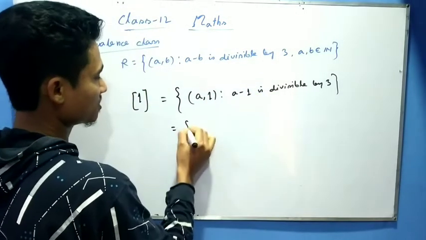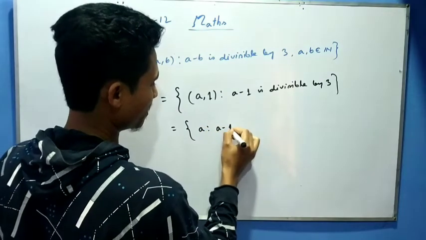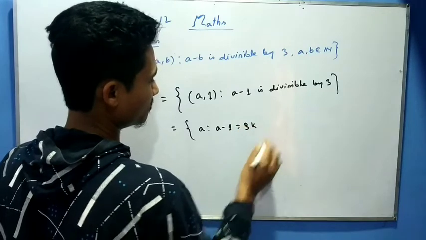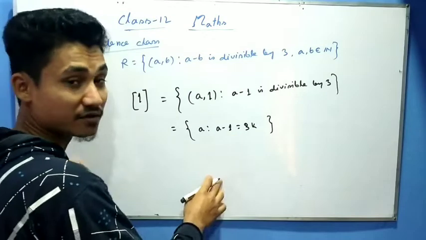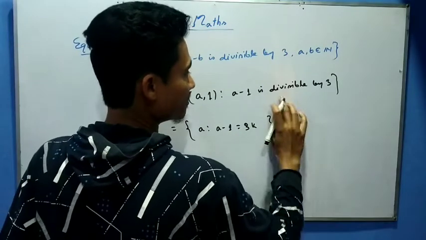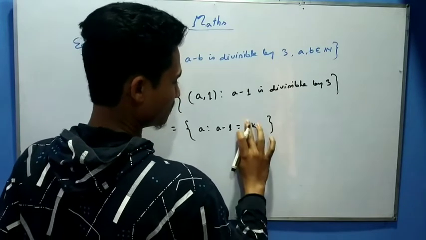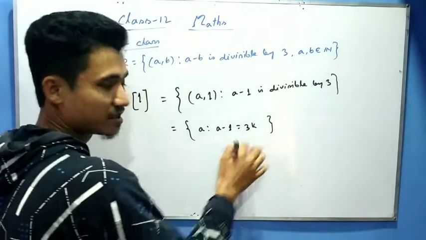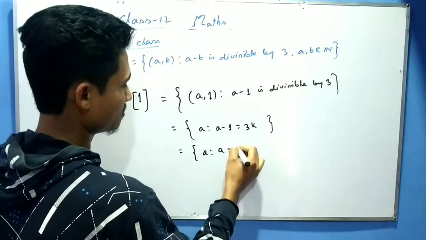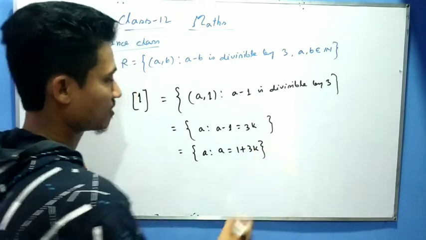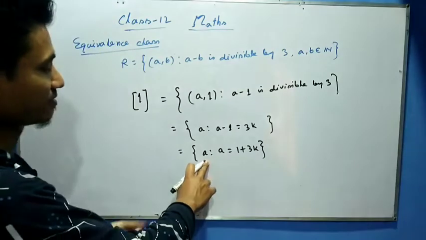So we have to find the values of a such that a minus 1 equals 3k. Why a minus 1 equal to thrice k? Because we know the numbers which are divisible by 3 are all multiples of 3. That is why this is in 3k form. So this is equal to the set of a such that a equals 1 plus 3k. Now, what are the values of a we can take?